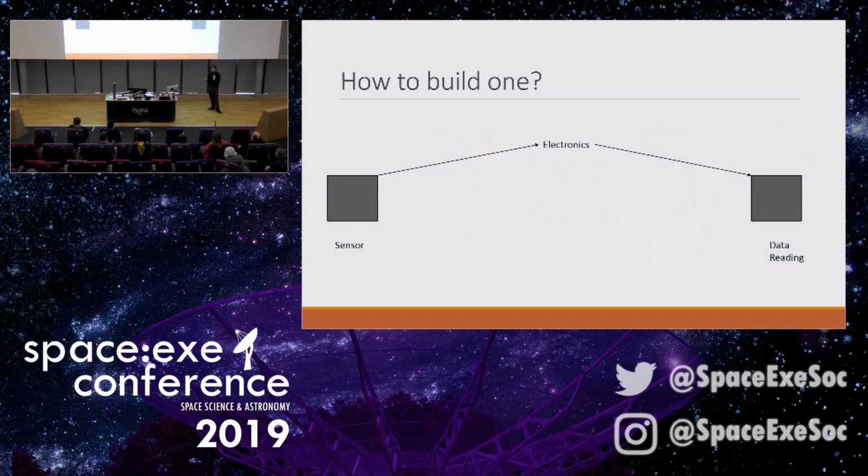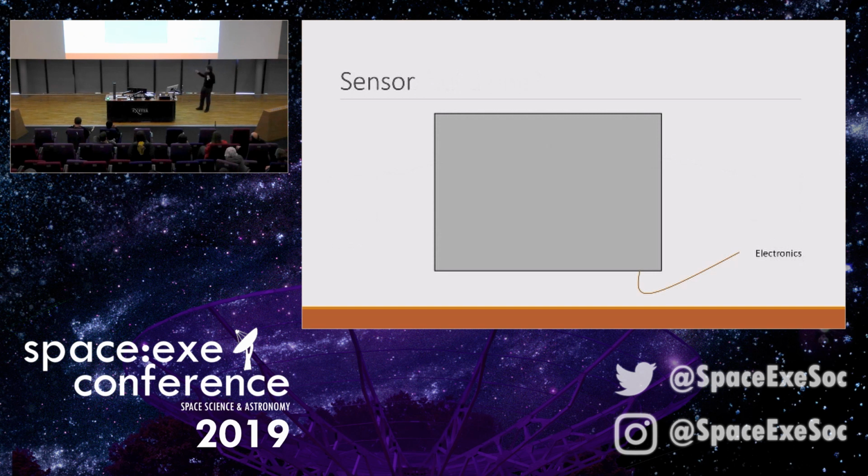And basically, a muon telescope is pretty much just like a camera. I'm going to break it down into 3 sections. We have the sensor, the electronics, and the data reading, right? So first, we'll talk about the sensor. This is essentially a big piece of plastic. It's specially treated plastic. We call it scintillator.